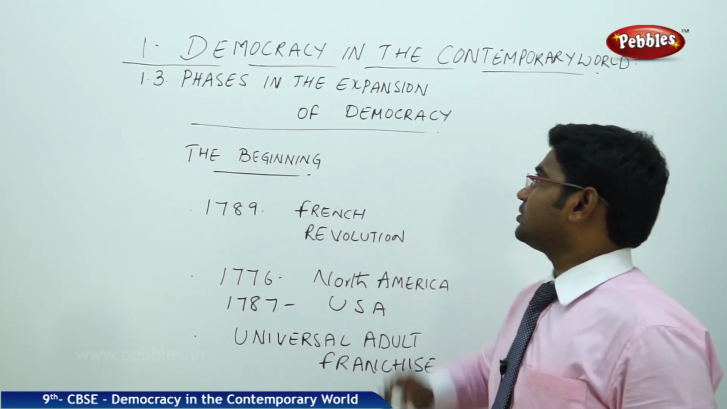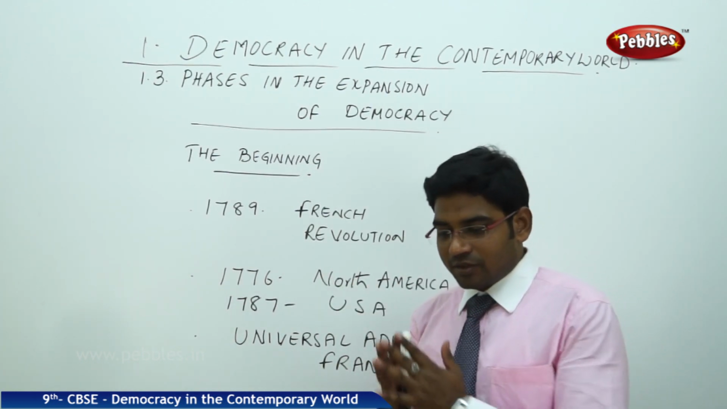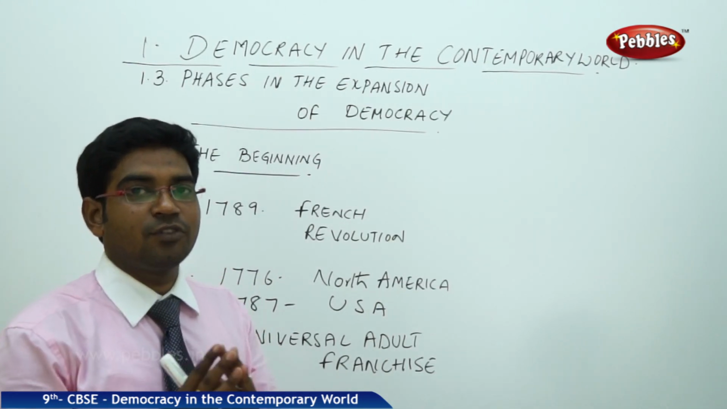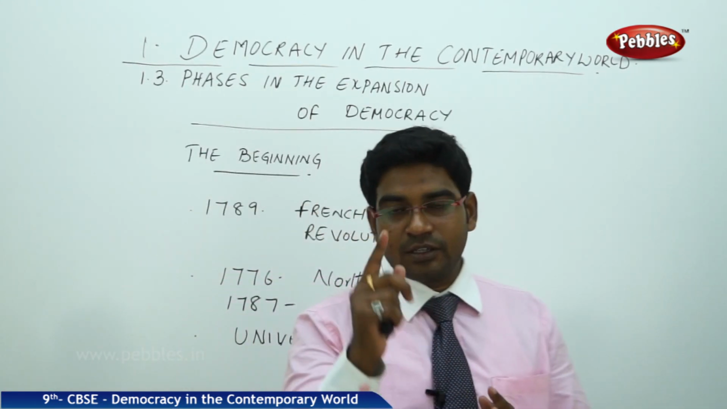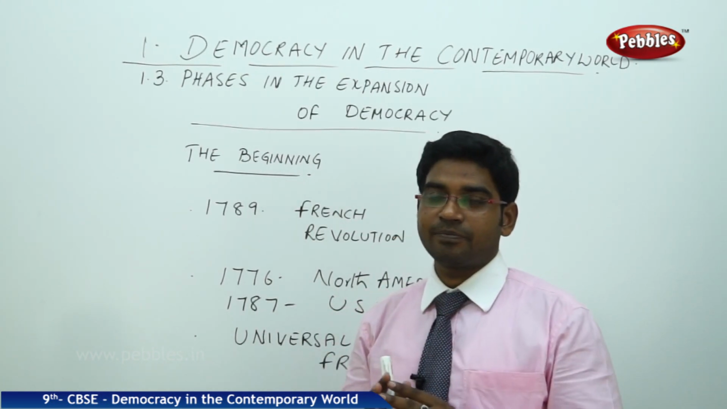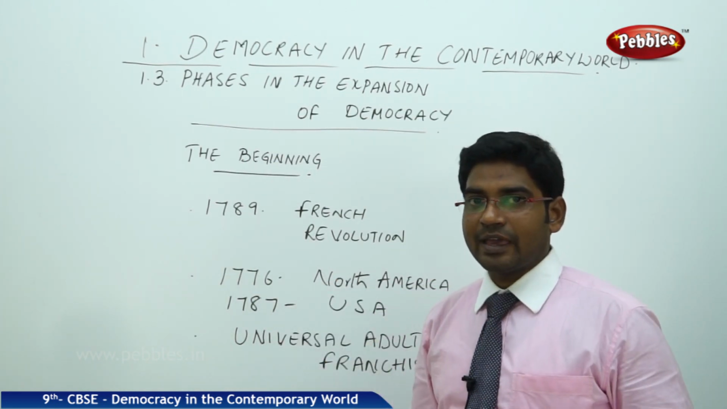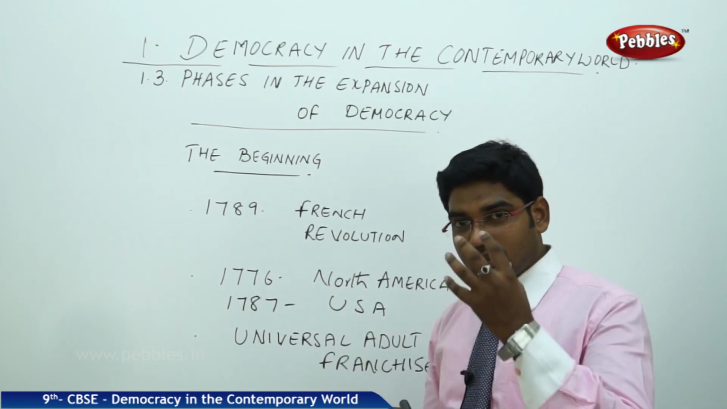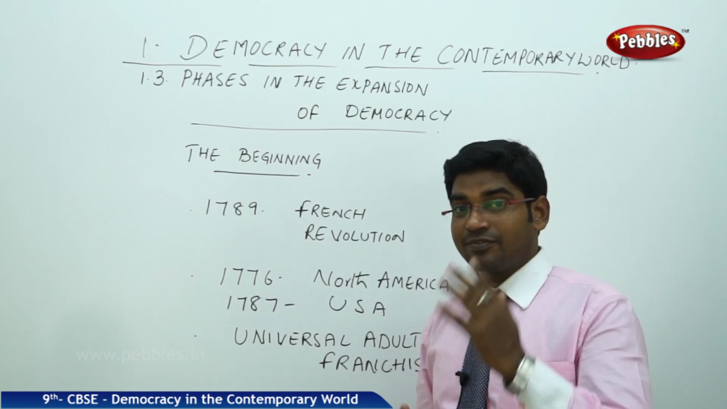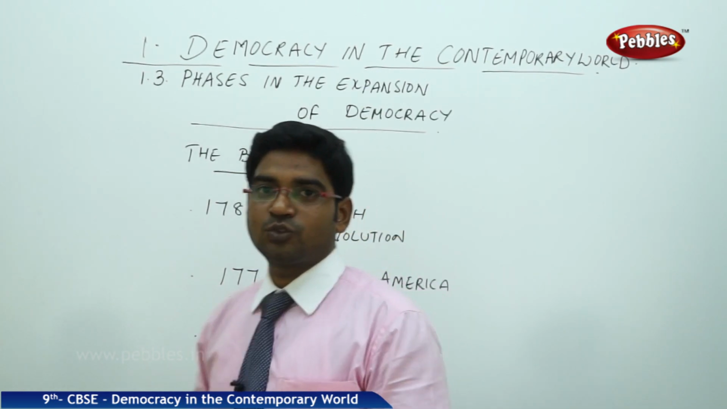1.3 Phases in the expansion of democracy. In the expansion of democracy, first we shall discuss how democracy evolved. I think you remember, students, the French Revolution, the first chapter in your history unit. That is, on the 14th of July 1789, we have the French Revolution, where the French citizens fought for equality, liberty and fraternity. Now moving on to understand how democracy got added to this.